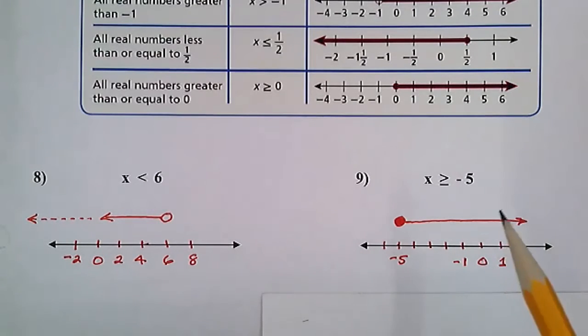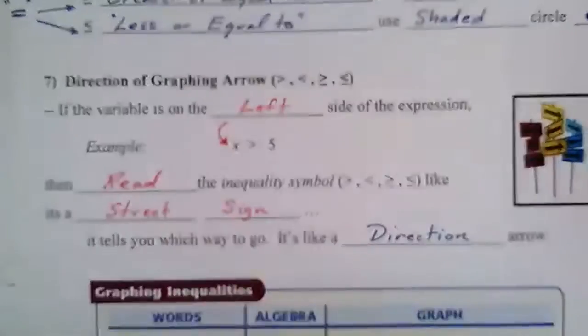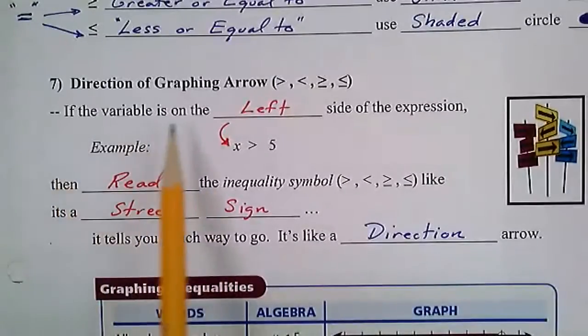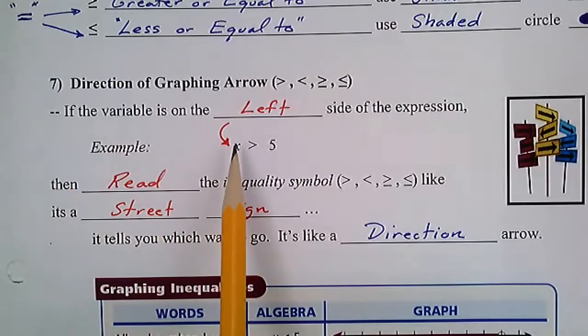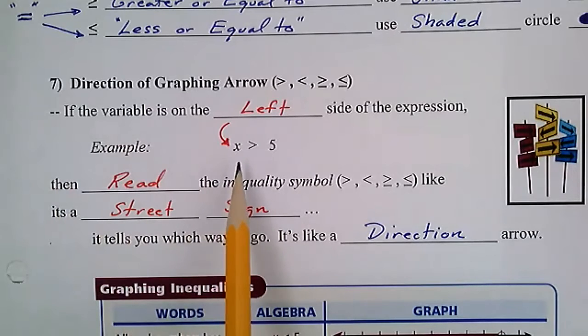Now, really important. Before I go to the next page, on all of these, let's go back and see what I said. I said if the variable is on the left side, then you want to treat this like a street sign. Now, sometimes you're going to have variables that are on the right side. So we've got to look and see how we're going to deal with that.